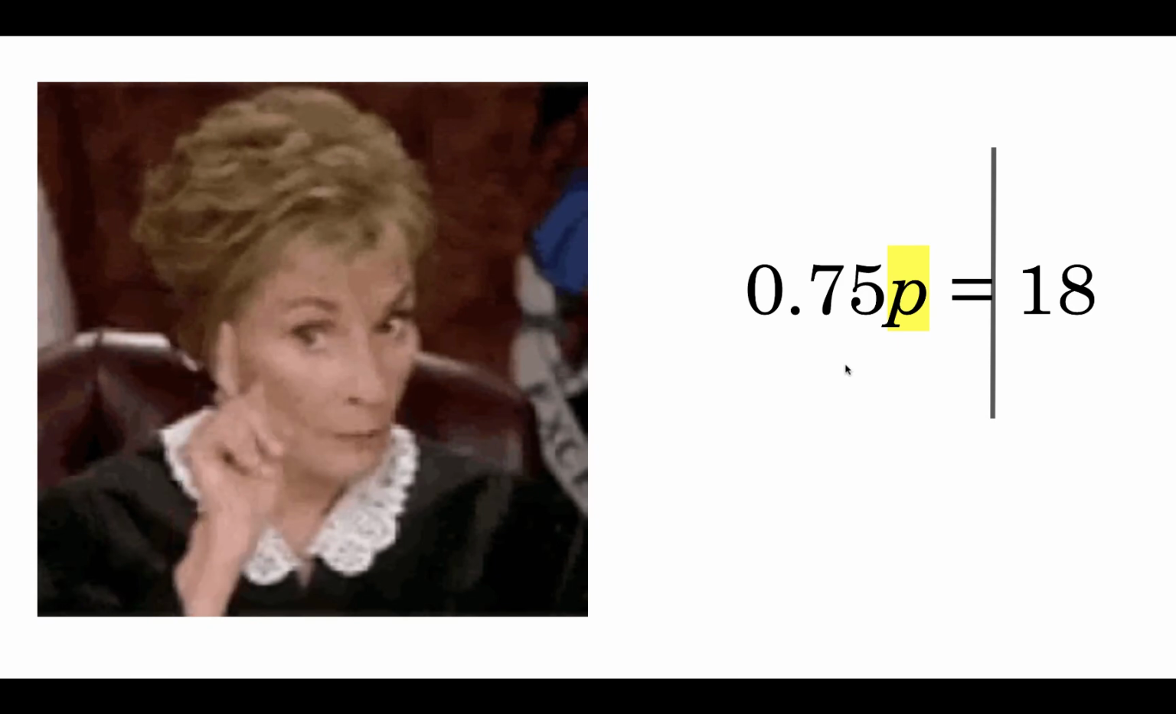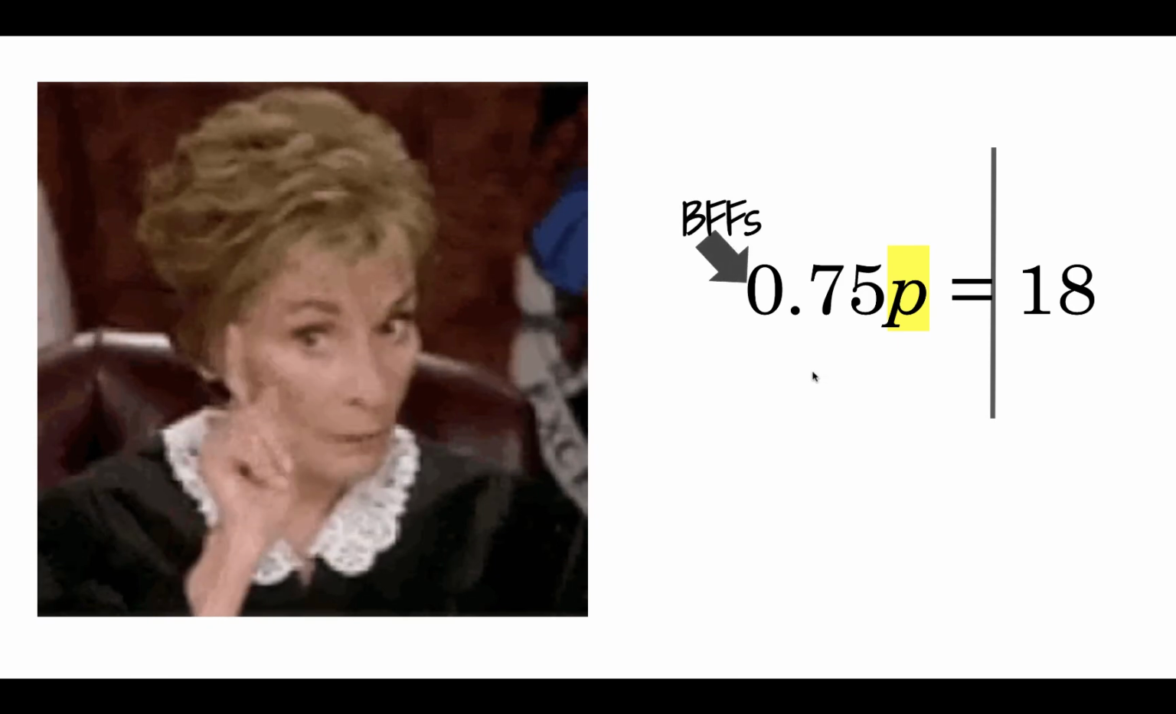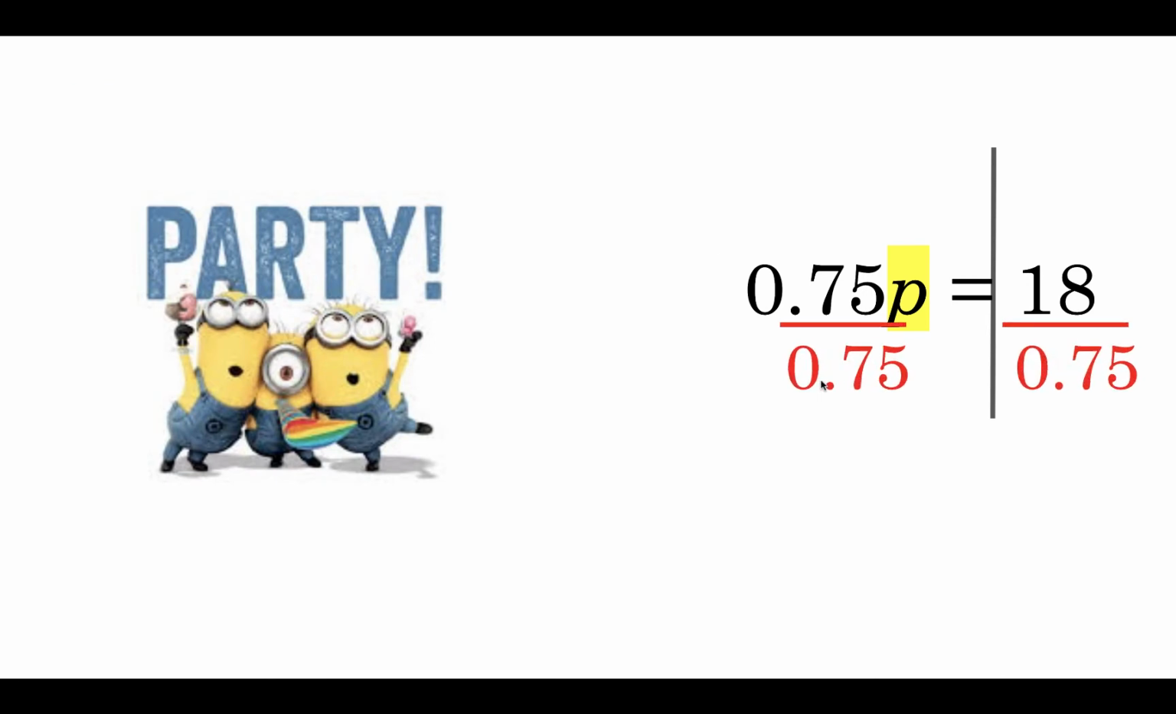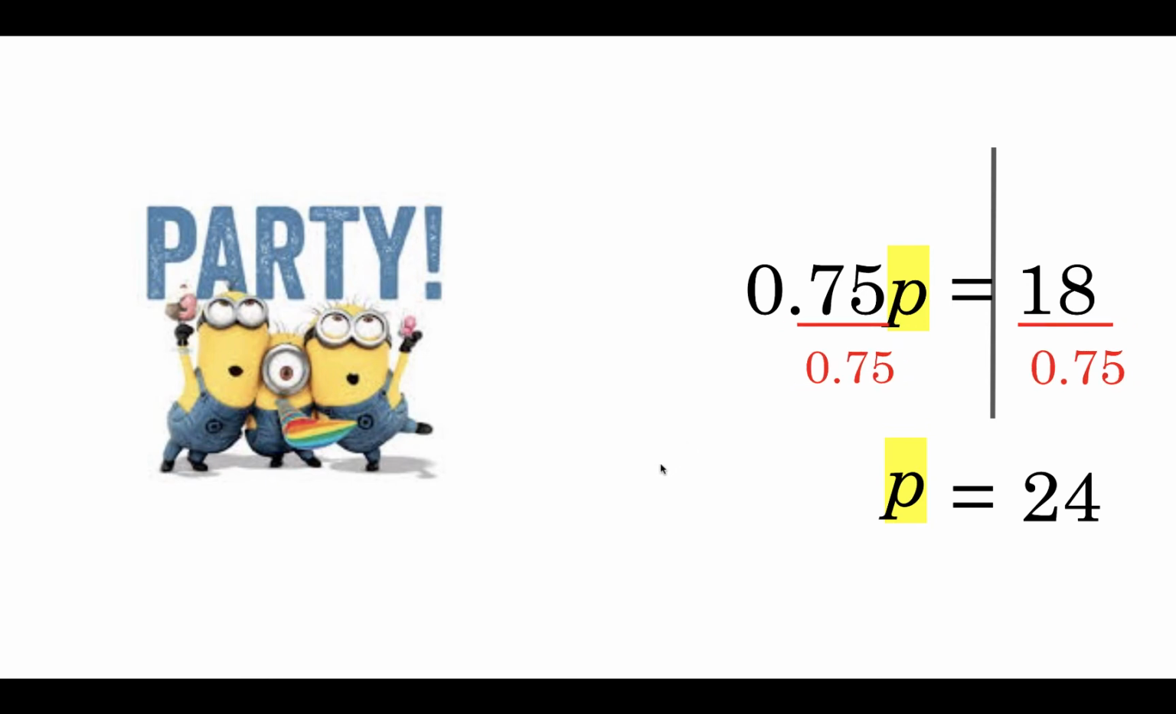This is multiplication, so we need to use the inverse. To get our BFFs out the door, we need to divide. We're going to divide both sides by 75 hundredths. Remember, our goal is to find the value of p. So we want to get the 75 hundredths out of there. Our BFFs have to go home. On your calculator, type in 18 divided by 75 hundredths. What do you get? 24. P is equal to 24.